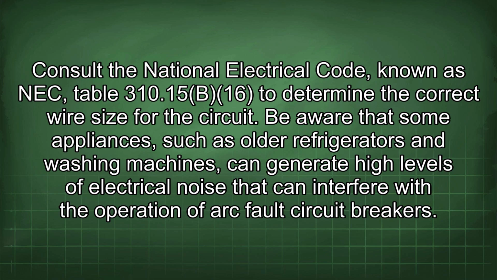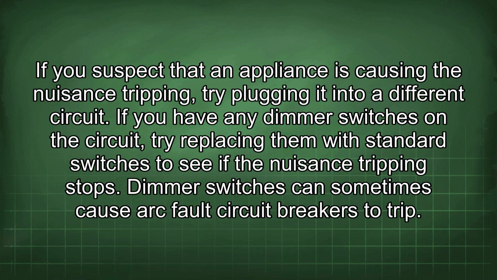Be aware that some appliances, such as older refrigerators and washing machines, can generate high levels of electrical noise that can interfere with the operation of arc fault circuit breakers. If you suspect that an appliance is causing the nuisance tripping, try plugging it into a different circuit. If you have any dimmer switches on the circuit, try replacing them with standard switches to see if the nuisance tripping stops. Dimmer switches can sometimes cause arc fault circuit breakers to trip.